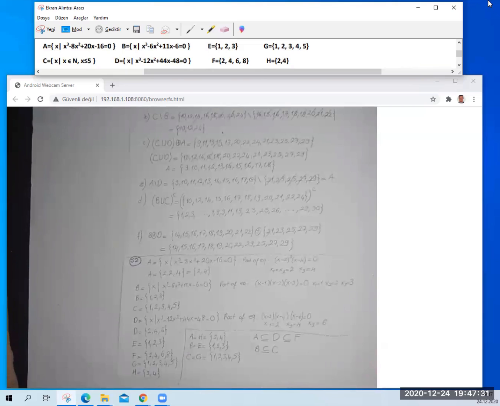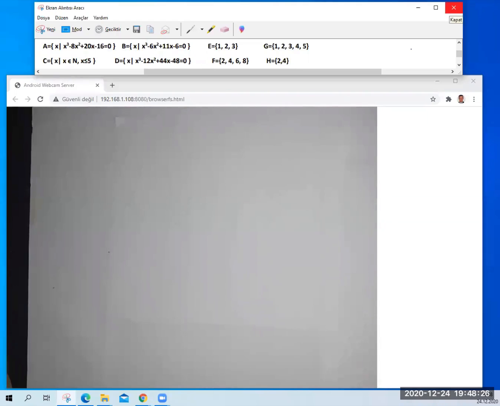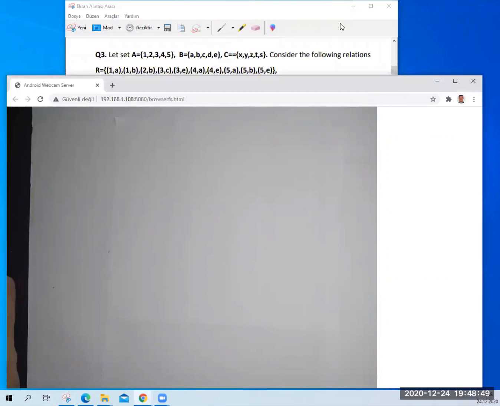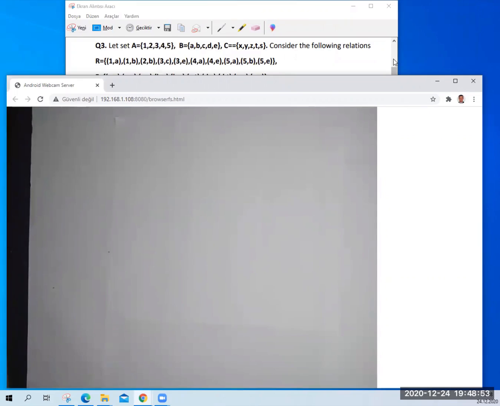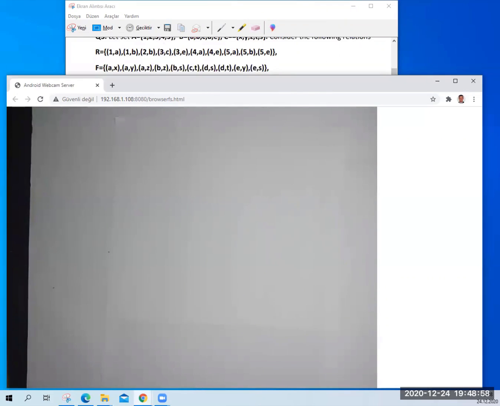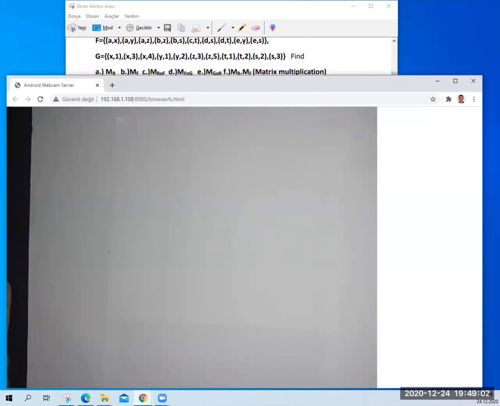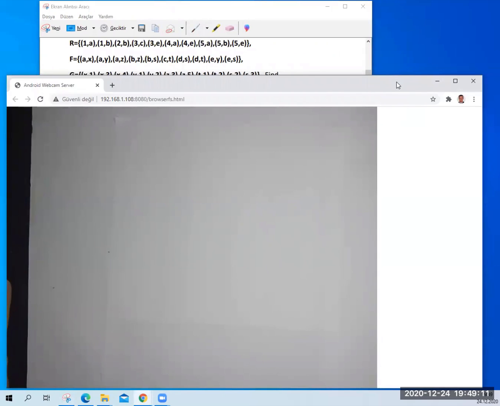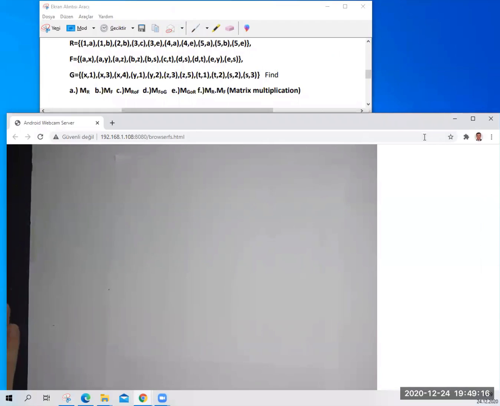And let's look at solution 3. Okay, let's change the question. Okay, let's take the question 3 here. Okay, we have question 3. So there is the relation R, F, G, and the question is to write the R. Okay, let's start the relation matrix of R in solution 3.